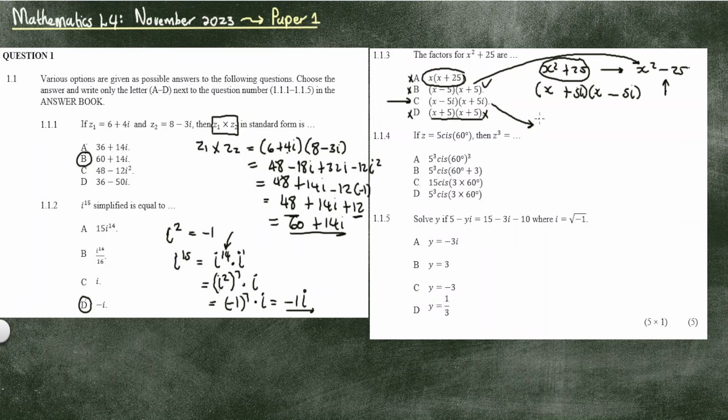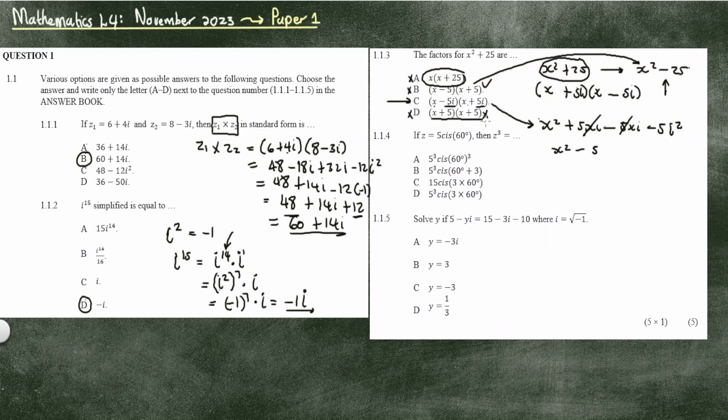So simplifying the bracket on C, x multiplying x gives me an x squared. This x multiplying that plus 5i is a plus 5xi. This multiplying this gives me what? A minus 5xi. The minus 5i multiplying the positive 5i gives me a minus 5i squared. The middle terms are cancelling out. I'm now left with an x squared minus 5.